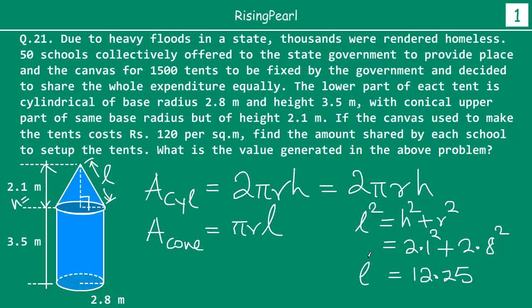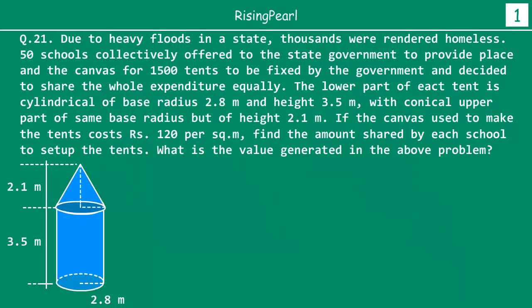So this is L square, right? So then L will be equal to square root of this, and if you do that, you will get 3.5 meters. That means this is 3.5 meter. So now we know the value of L. So at this point we know R, we know H, and we know L. So we can find out the total area. Now let's give ourselves a little bit more space.